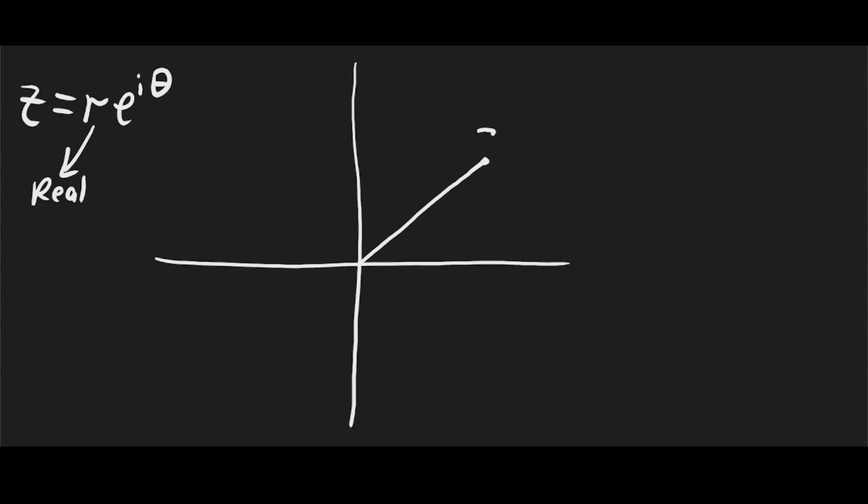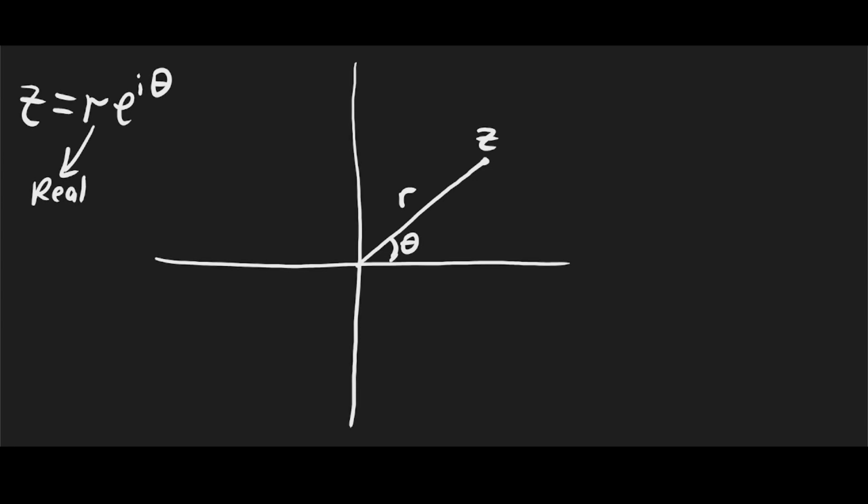The next representation of complex numbers is the polar form, and the difference between the polar form and the regular form, which we already discussed, is that z can be represented as r times e to the i theta. Here r is a real number, and theta is the angle between the real axis and this complex number. If z is this complex number, then this would be theta, and the length of this line would be r.